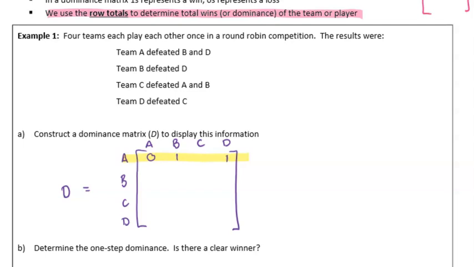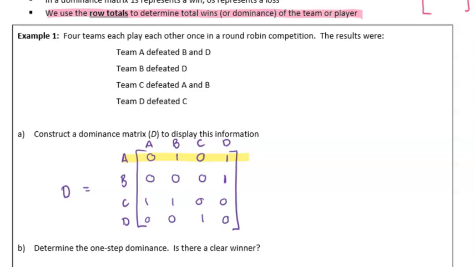Because it's not stated here about defeating C, we assume that they lost to C, so we represent that with a 0. And then we move on to team B. So the only team that B defeated was D, so I'm going to put a 1 in that space there and 0s in the rest. So B lost to the other teams. C, team C defeated team A and team B, but lost to team D. And team D defeated team C, put a 1 there. Again, we can see our leading diagonal is all 0s.